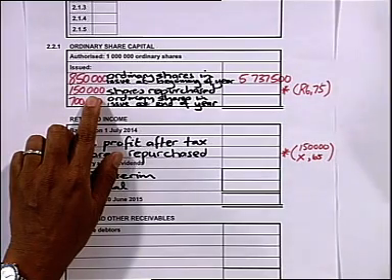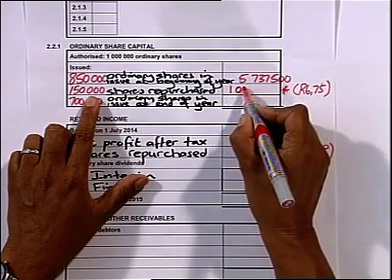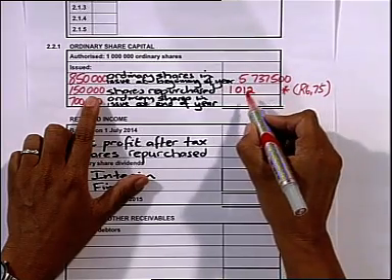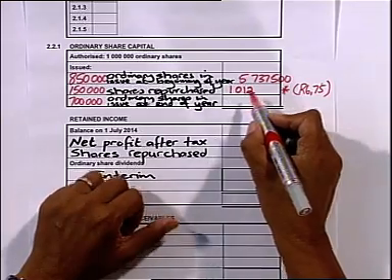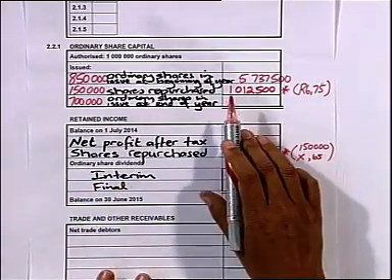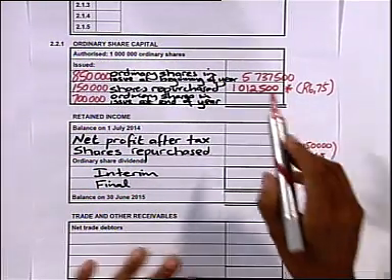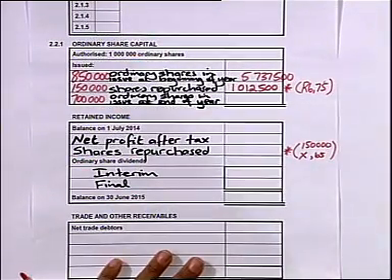150,000 times 6.75. That gives me 1,012,500 rand. Sorry, I do apologize. I feel so silly now. 1,012,500 rand. Thank you so much.